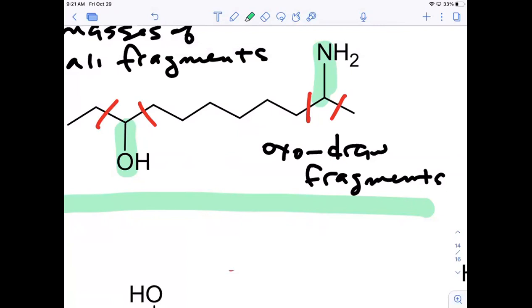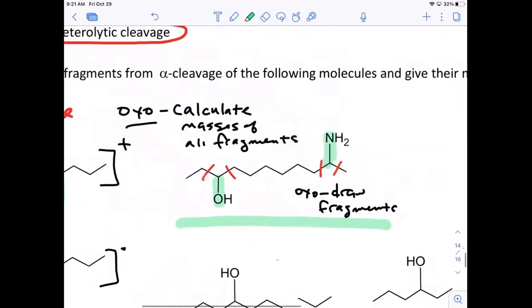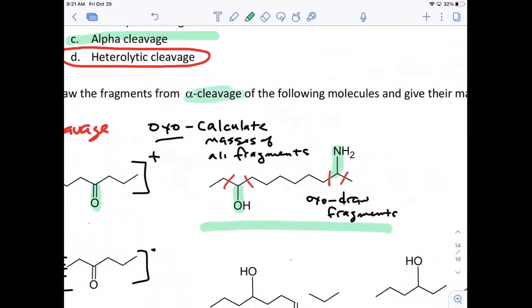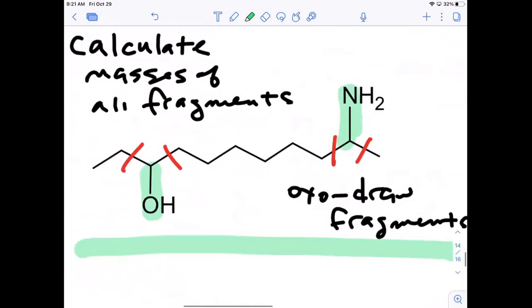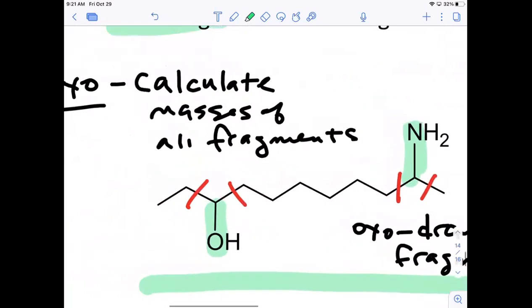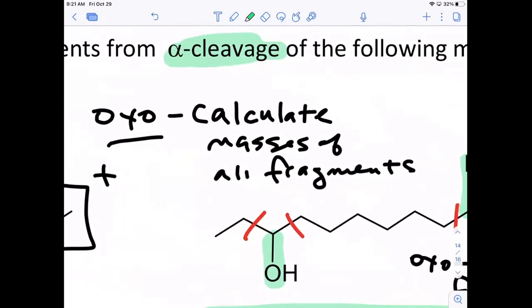But where else could we cleave if those are the only 2 functional groups? Well, there are other patterns, but this question just asks for alpha cleavage. You can cleave really anywhere with a chain that long. You can chop this thing up a lot of different ways. You can literally cleave anywhere on that chain. But in this particular case, we're only looking at alpha cleavage.